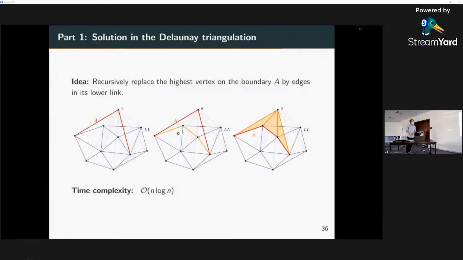I'll go quickly over the first step. Here we have a solution in the Delaunay triangulation, where we recursively replace the highest point of the boundary by a path in the lower link. Every time we do this, we record the triangles that are generated at this step. This algorithm terminates when the boundary is empty, and then we know that we have a surface that is bounded by the initial cycle A. We can do this in n log n complexity.